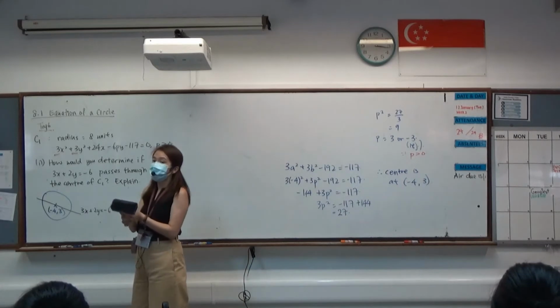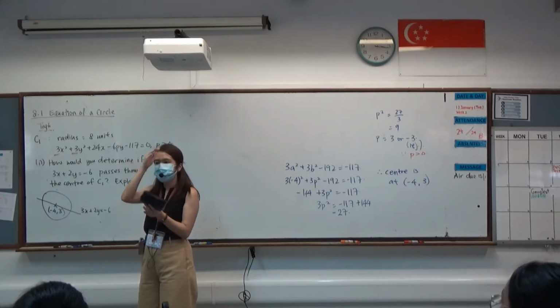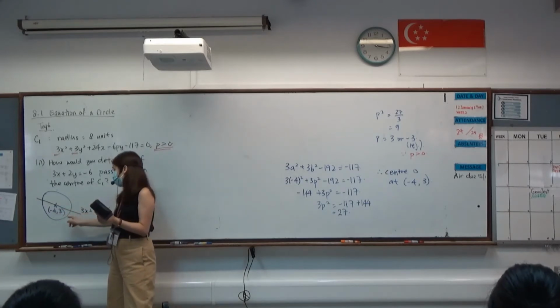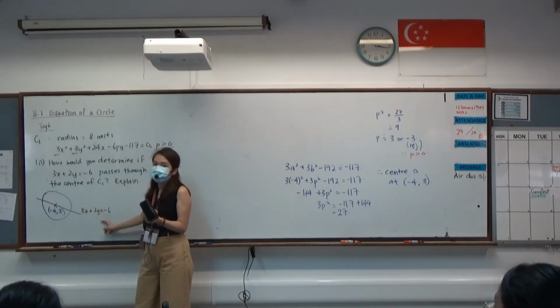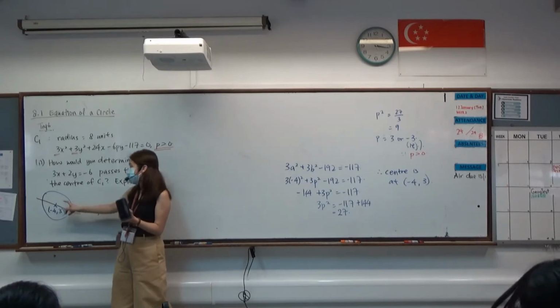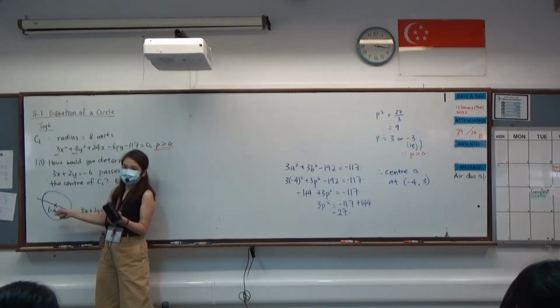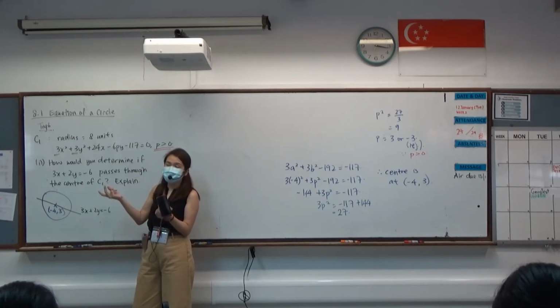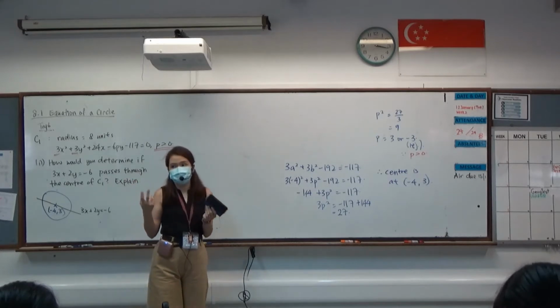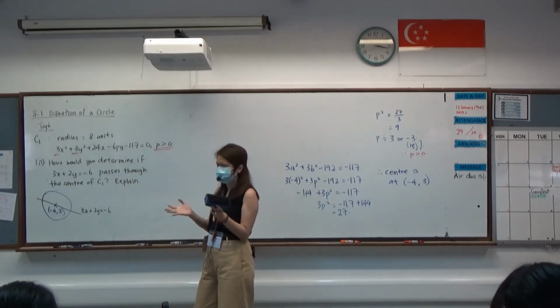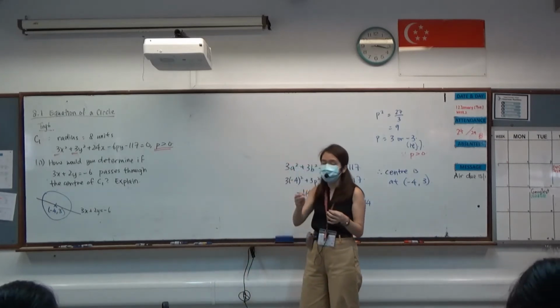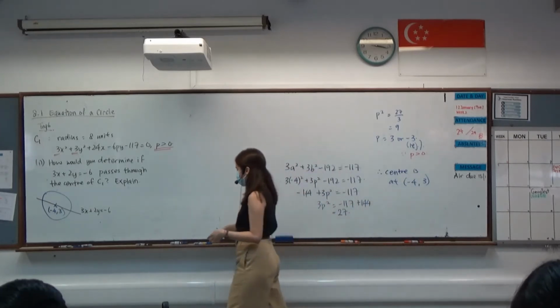Yes, okay, very good. Because if a point lies on the line, the coordinates x and y must satisfy this equation. If the point does not lie on the line, it will not satisfy the equation. Do you agree? So that's the whole idea that we want to use behind it. Don't need to think too complicated. Don't need to think about perpendicular bisector and all that. So we focus on the fact that if it passes through the point, it must satisfy the equation.